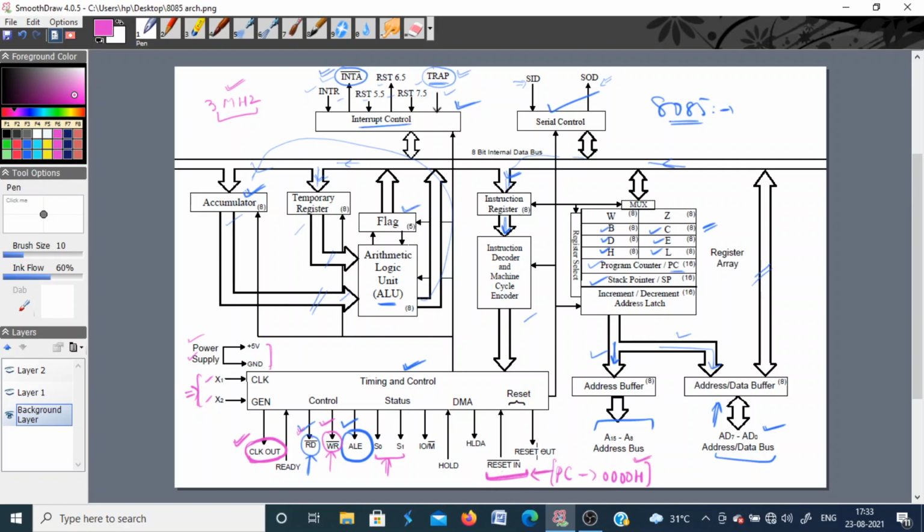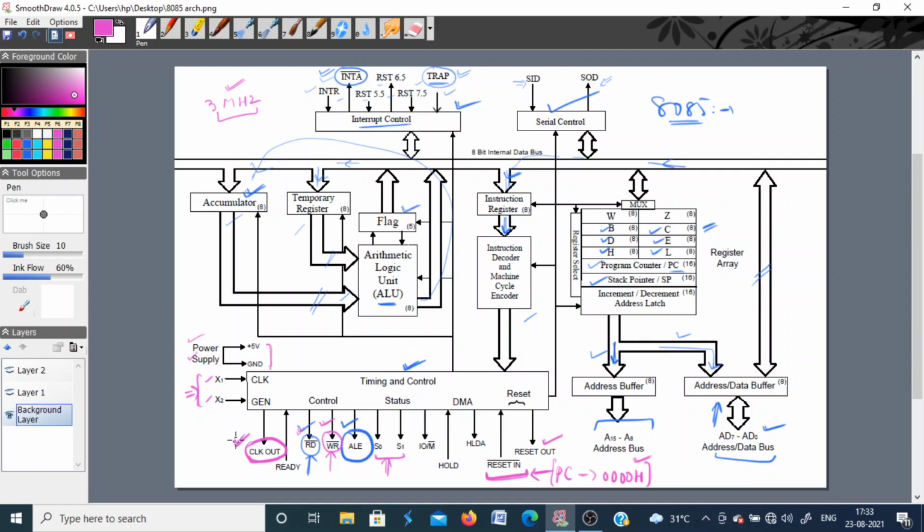Okay, so whenever you reset the microprocessor, all the operations are suspended. Whatever the processor is doing, it will stop. Okay, and its program counter will be loaded with the starting memory address, that is 0000H, right? And similarly, you have an output pin which is RESET OUT.